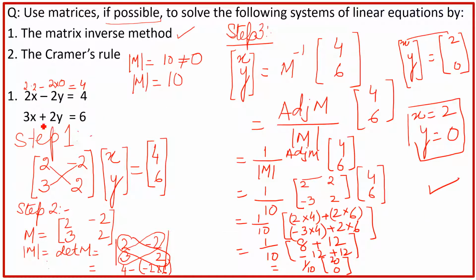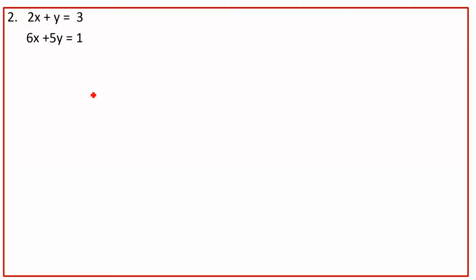If you want, you can put the values here. In either equation, you can put the value of x and y. So this is the matrix inverse method. There are 3 steps. In the first step, we will make the matrix with the help of the coefficients. In the second step, we will find out the determinant. In the third step, we will find out the value of x and y. One more question I will solve for you.